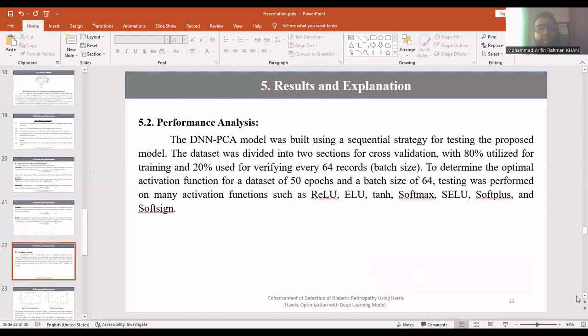Performance analysis. The DNN-PCA model was built using a sequential strategy for testing the proposed model. The dataset was divided into two scenarios for cross-validation, with 80% utilized for training and 20% used for verifying every 64 records. To determine the optimal activation function, a dataset of 50 epochs and a batch size of 64 was used. Testing was performed on many activation functions such as RELU, ELU, TANH, softmax, SELU, softplus, and softsign.